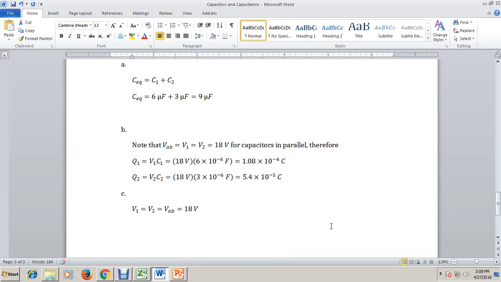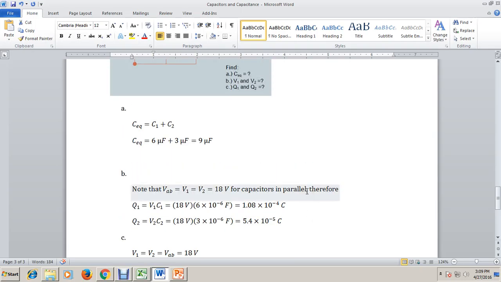Now therefore, we can compute individually for the charge that would accumulate on each of the given capacitors. So Q sub 1 is given by V sub 1 C sub 1. This is 18 volts multiplied by 6 microfarads, so this is 1.08 times 10 to the negative 4 coulombs. Q sub 2 is V sub 2 C sub 2. So this is 18 volts times 3 microfarads, which is 5.4 times 10 to the negative 5 coulombs.